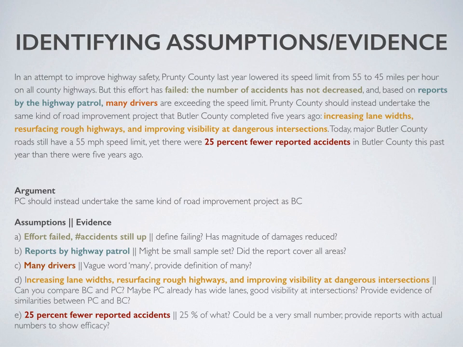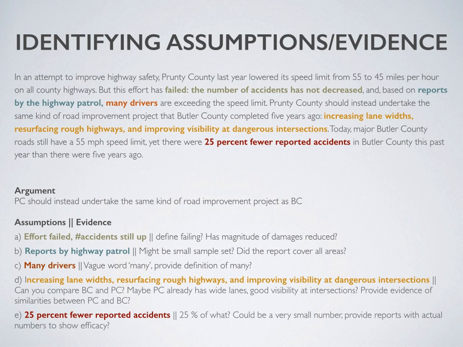Okay? So the first assumption that the author makes is that the efforts that Prunty County has already employed, all of those efforts have failed because the number of accidents has not decreased. So the number of accidents has not decreased, and hence he concludes that the efforts have failed. Two things here. The word fail is very subjective. So if he could define the word failing in numeric terms, and even if the number of accidents has not decreased, it could be possible that the magnitude, the severity of these accidents has reduced.